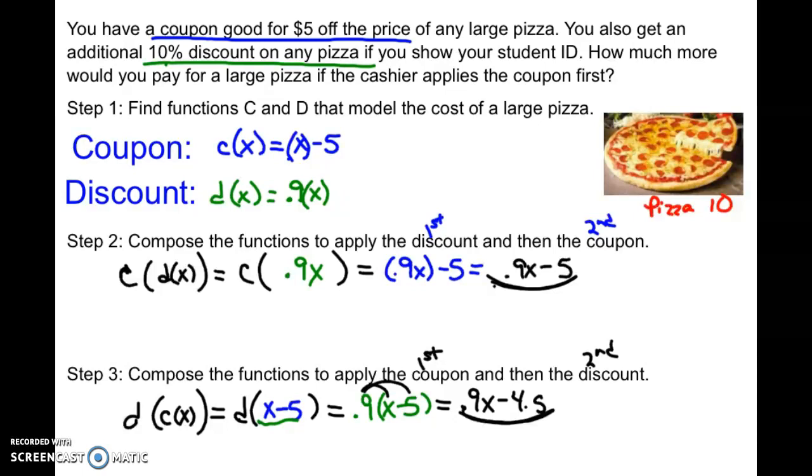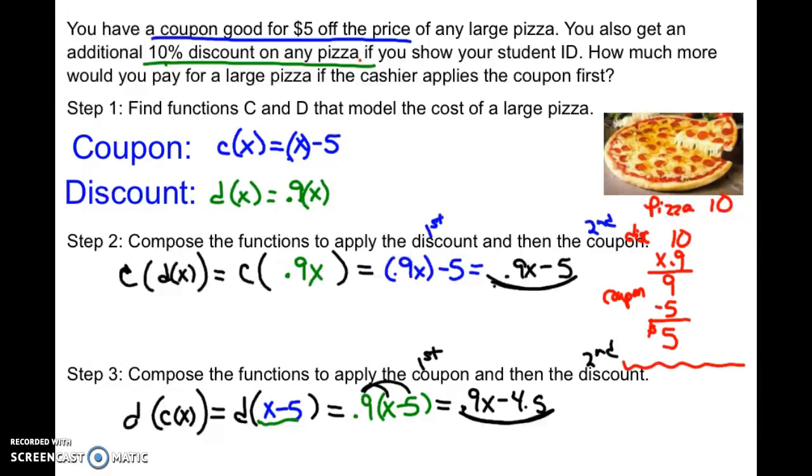So if I do my discount first, well, the discount gives me 10% off. So then I would pay 90%. So right now I'm paying $9. And then if I took the coupon, coupon's worth $5. So I would pay $5 if I did the discount and then the coupon.